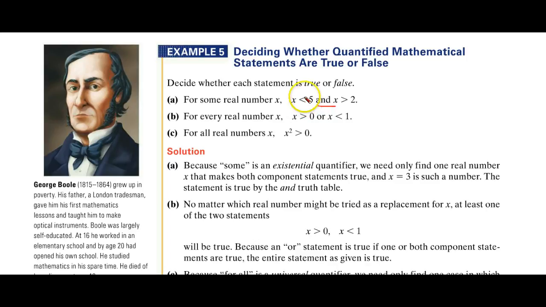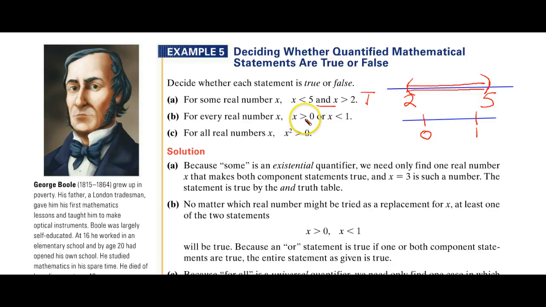So we say x is less than 5 and x is greater than 2. Graph of this, notice that any number greater than 2 or less than 5 would make this statement true. And by the way, this is what a conjunction looks like. So this is a true statement.